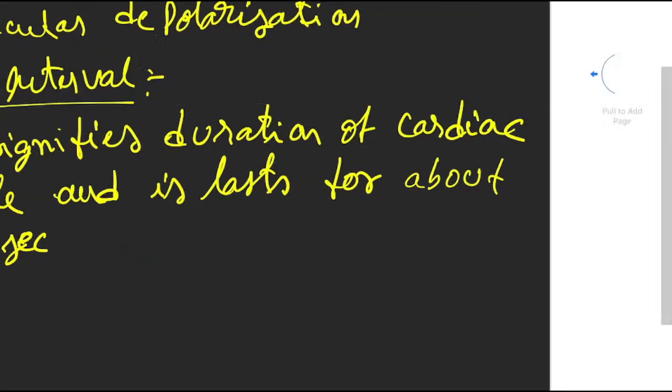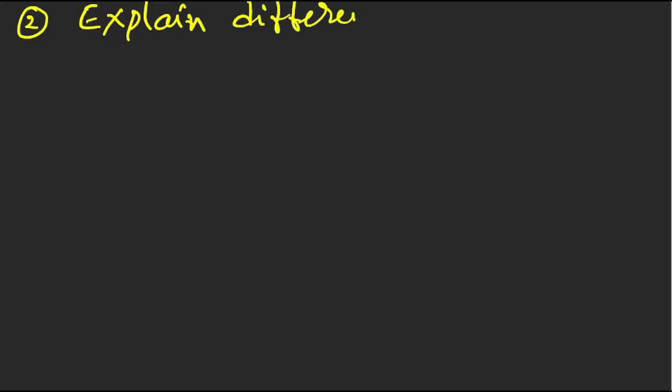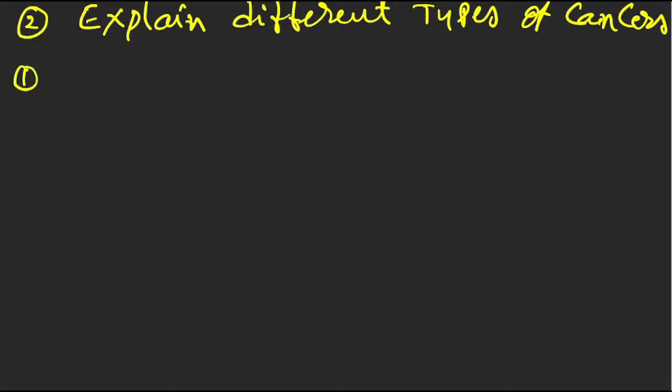Next one is the second question: explain different types of cancers. This is another 4 marks question. There are different types of cancers.